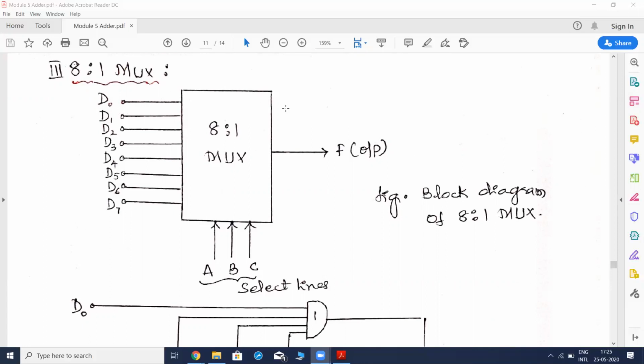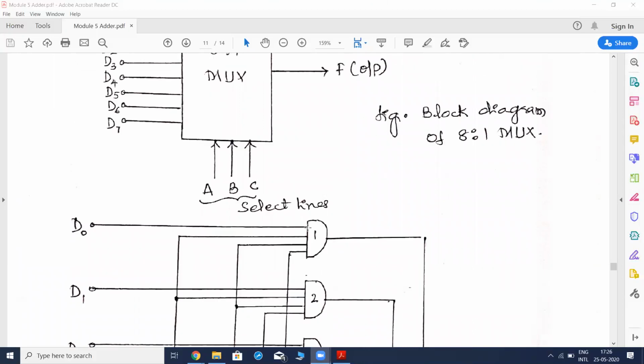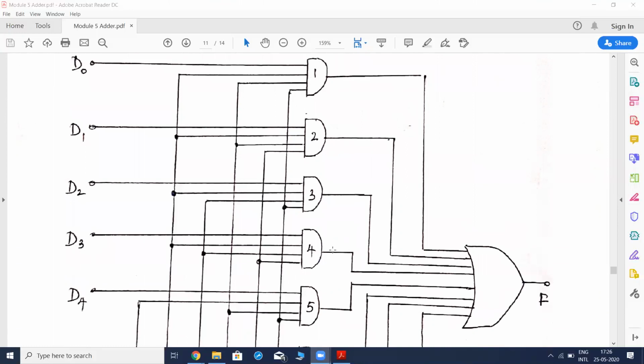So we have the 8:1 mux over here. There are 8 inputs, so it starts from D0 to D7. In order to select one of these, we want 3 select lines. A, B, C are the select lines, wherein A is the most significant bit and C is the least significant bit. We have one output over here. For a multiplexer, we always have only one output. It is called a data selector. One of the data will be selected and whatever data is available will be sent to the output. Now let us see the logic diagram for it.